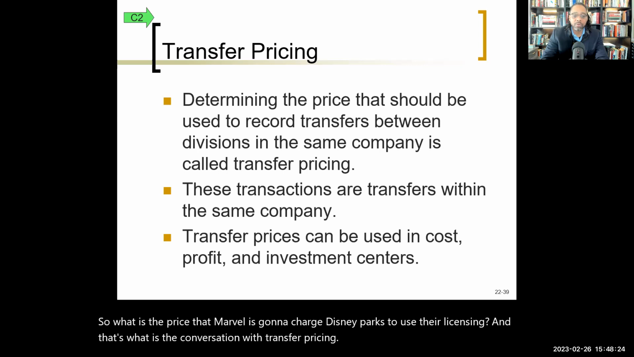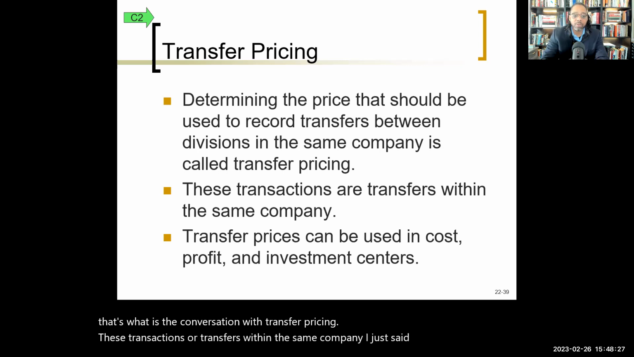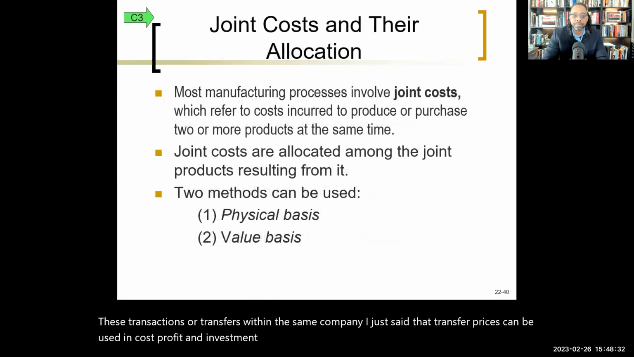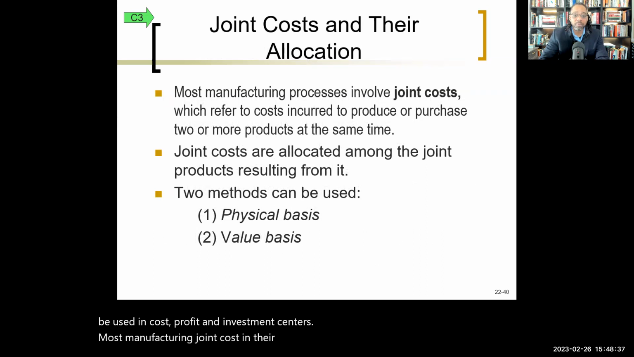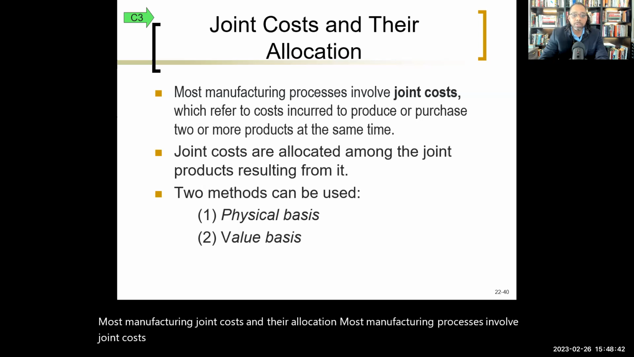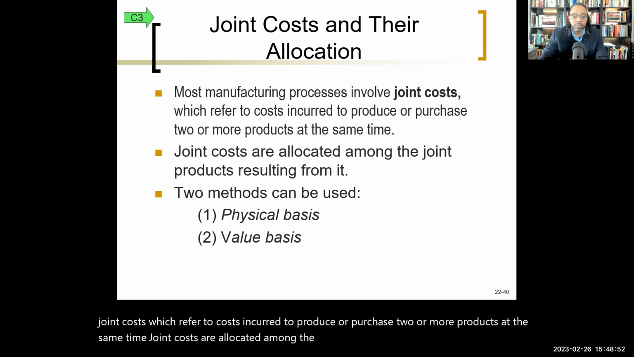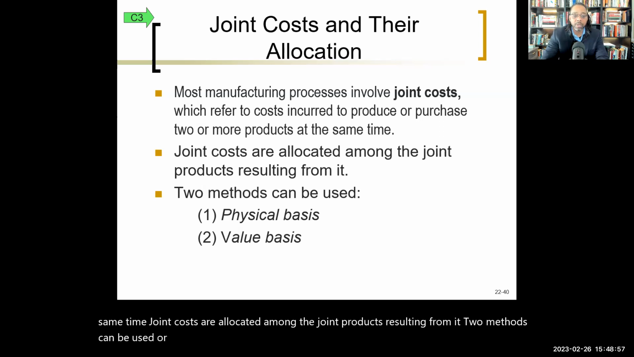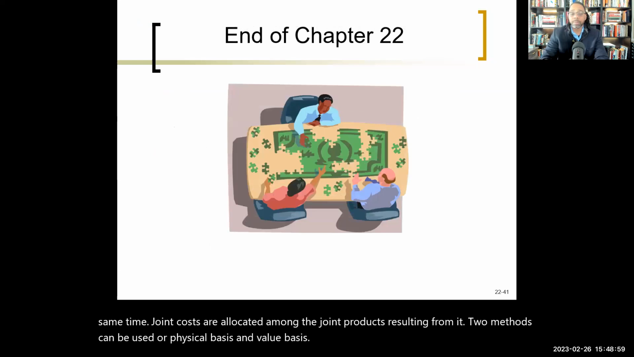These transactions or transfers within the same company, I just said that transfer prices can be used in cost, profit, and investment centers. Most manufacturing joint costs and their allocation: most manufacturing processes involve joint costs, which refer to costs incurred to produce or purchase two or more products at the same time. Joint costs are allocated among the joint products resulting from it. Two methods that can be used are physical basis and value basis. And that is chapter 22.